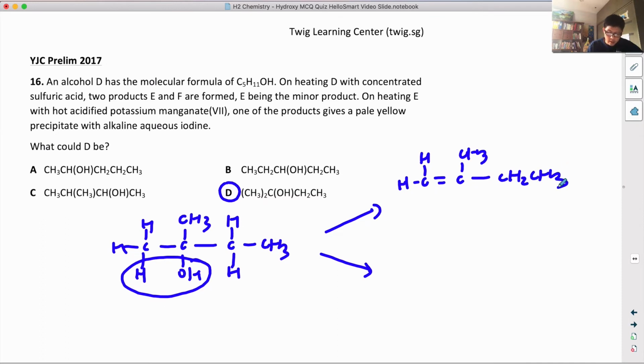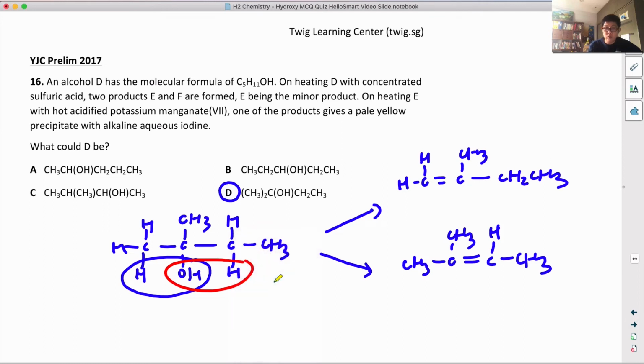If I took away OH and a H from here, where would my double bond be? It will look like this: CH3, CH3, double bond, H and CH3. According to Saytzeff's rule, the more substituted alkene will be formed. This one is a tri-substituted alkene because you have 3 alkyl groups on the C=C double bond. So this would in fact be your major, and this is your minor. They want E being the minor product, so E is your minor product, which is this one.